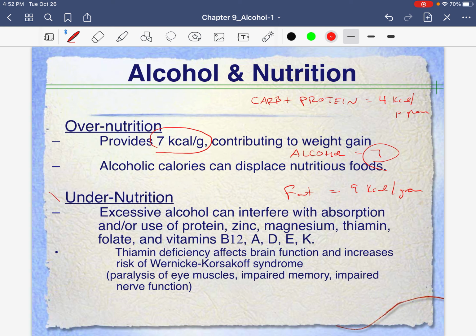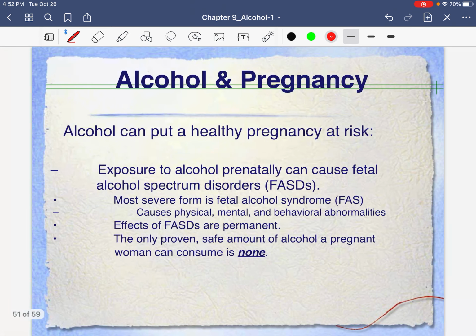You can read about some of the other things. I'm not going to have you know this, but it's very true that alcohol can interfere with our body's ability to absorb and or use many other nutrients. One of the potentially dangerous side effects of this is something called Wernicke-Korsakoff syndrome. Because of excessive alcohol, our body can no longer have enough thiamine, a vitamin, and that vitamin deficiency can actually cause a more chronic brain dysfunction called Wernicke-Korsakoff syndrome. Not good.